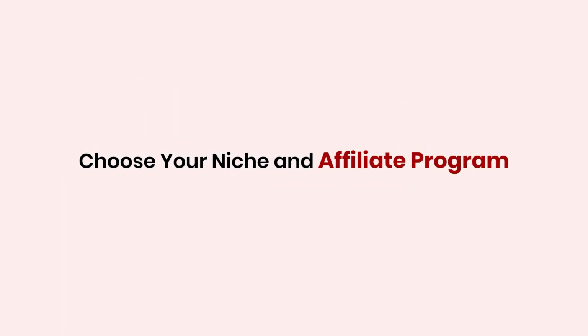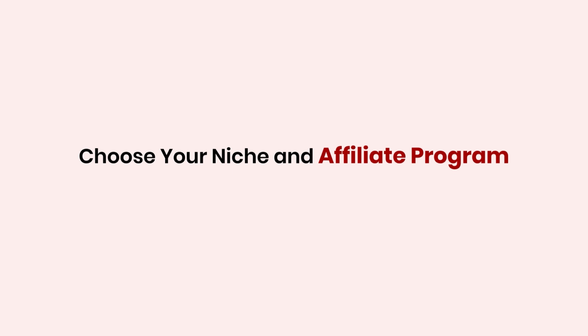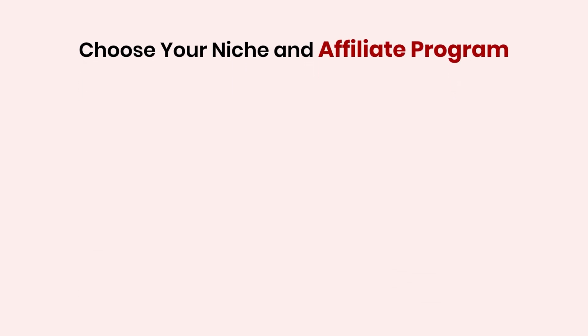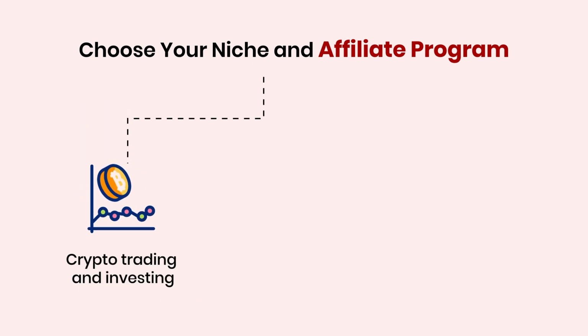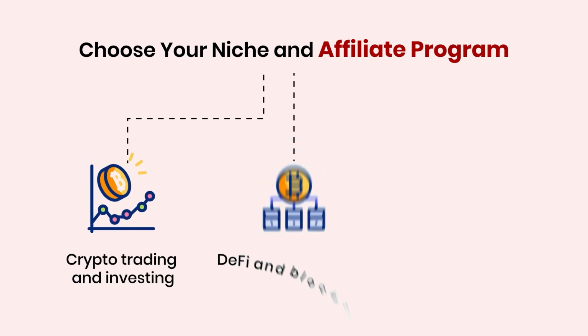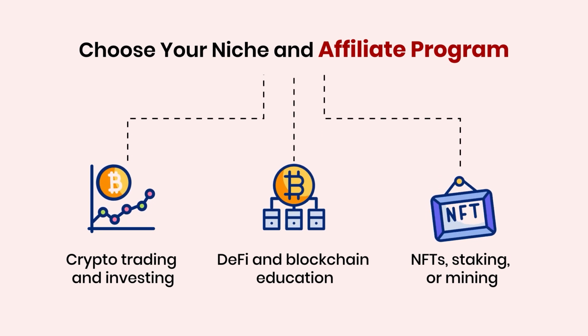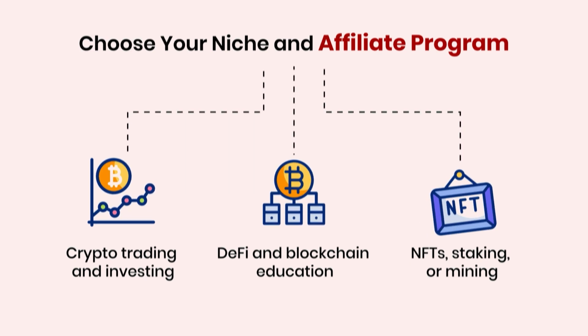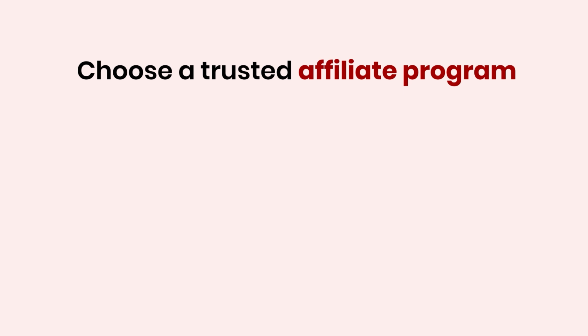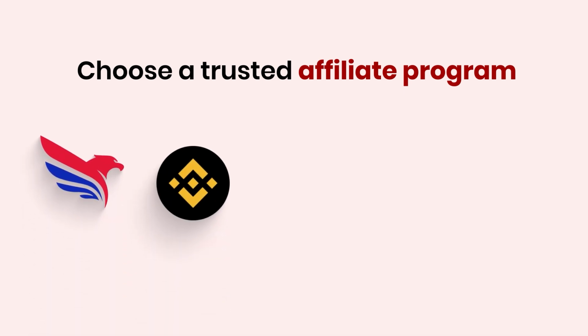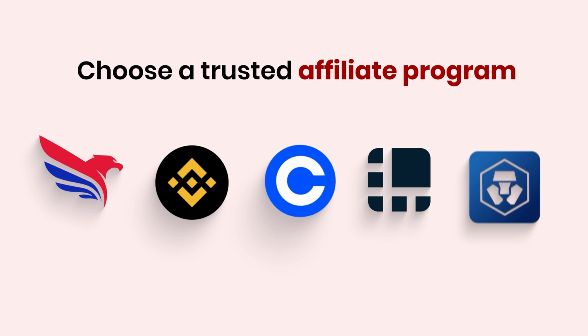Choose your niche and affiliate program. Before you write a single word, pick a niche that aligns with your passion and market demand. Whether it's crypto trading and investing, DeFi and blockchain education, NFTs, staking, or mining, there's an audience waiting. Then choose a trusted affiliate program like PayBito Pro, Binance, Coinbase, Ledger, Crypto.com.